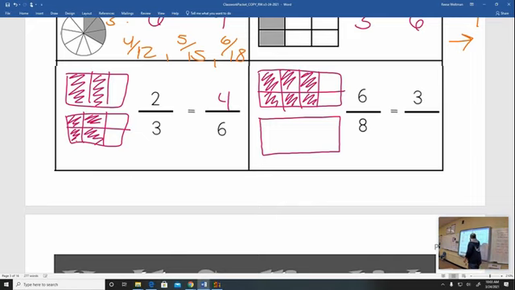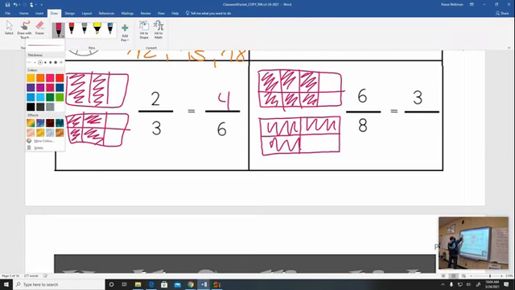4 of them? Wait, some people are saying no. Are you sure of that? So if that was 4, and I did 3 of them, how can I make that work? Can we make them line up? How can I do it? But how can you make 8 and 5 work?